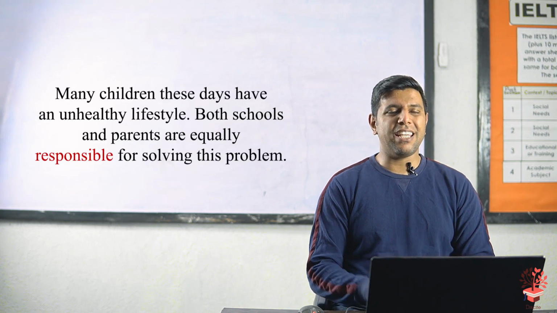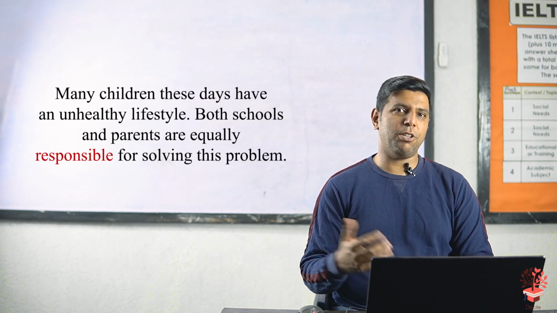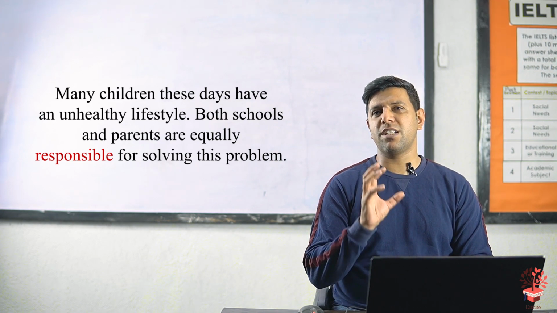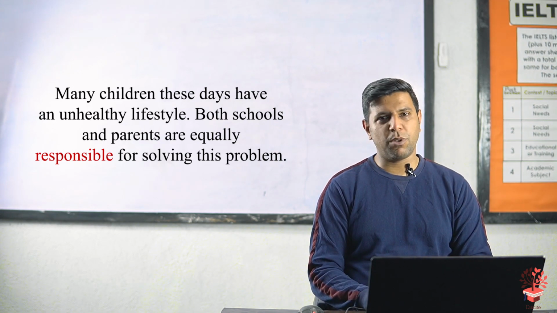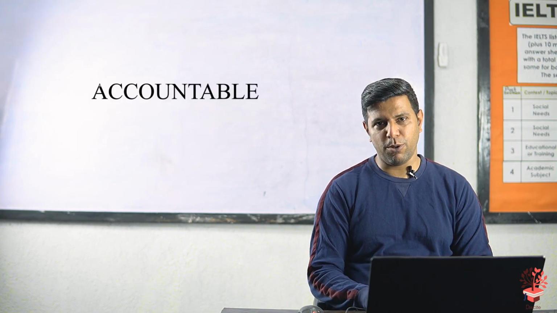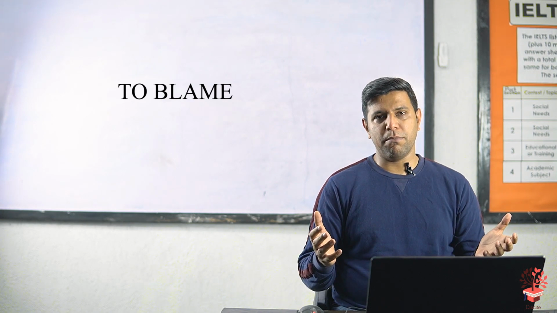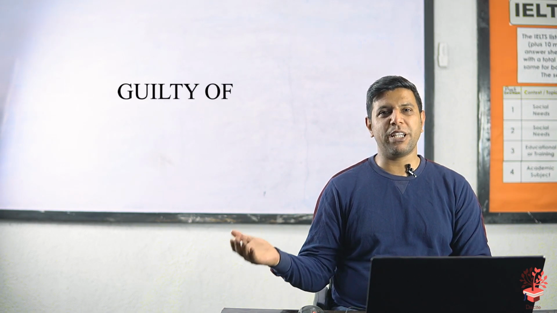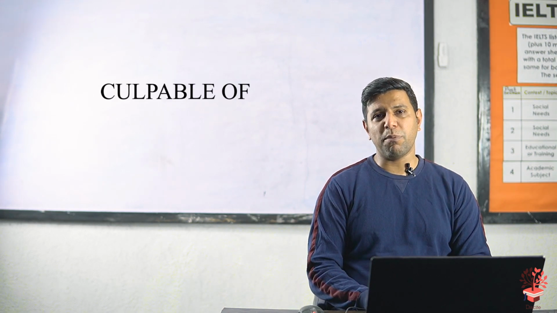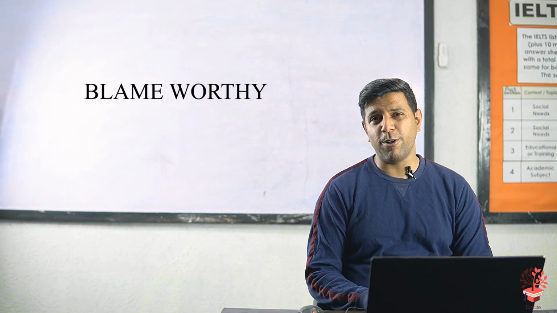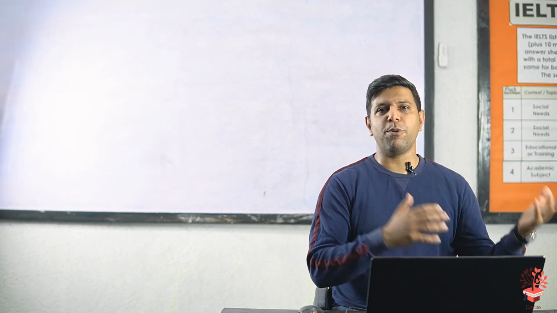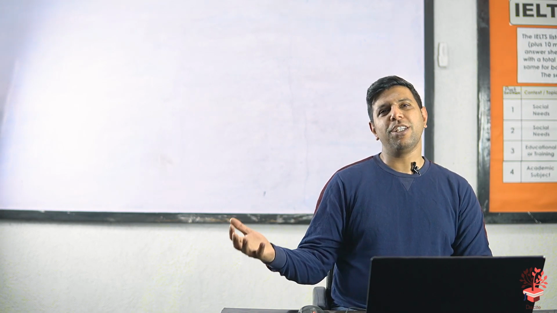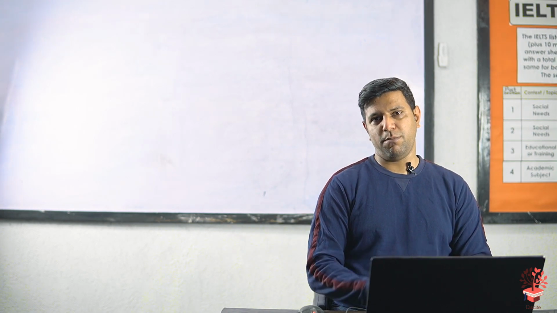Okay, now the other thing is responsible. So let's have a look at some of the words that we can use instead of the word responsible. The first one that comes to my mind is accountable, answerable. You could also say to blame. They are to blame for that. They are the people behind. They should be held accountable. They should be guilty for that. They should be culpable of, or blameworthy. So the onus should be on them. So you could use all these words instead of responsible.